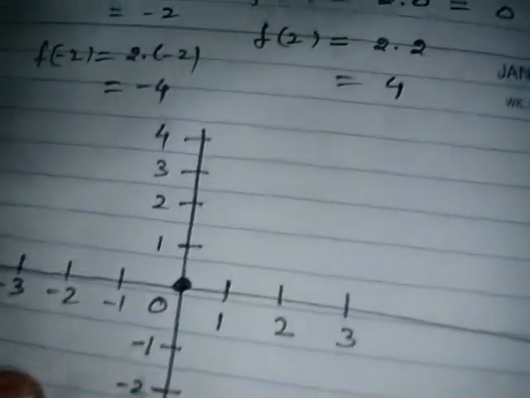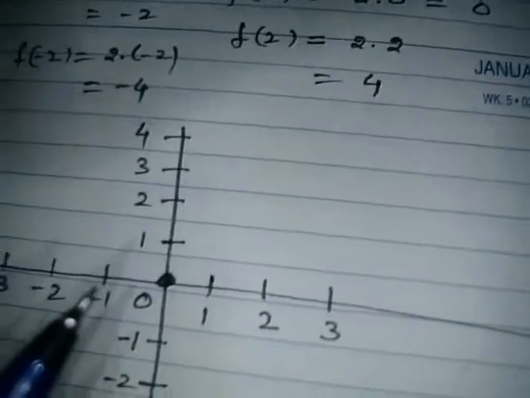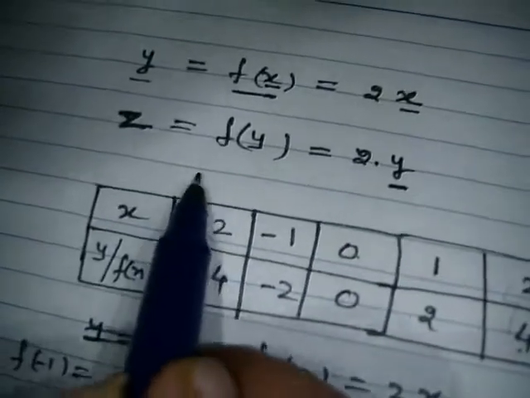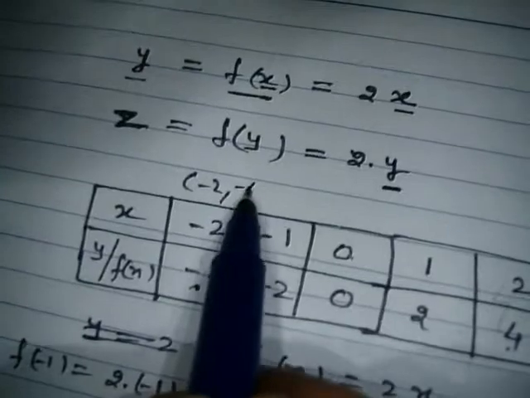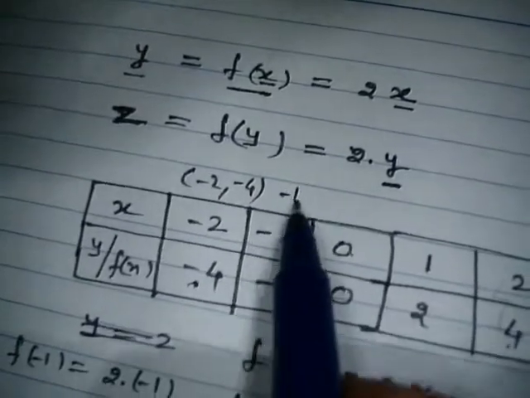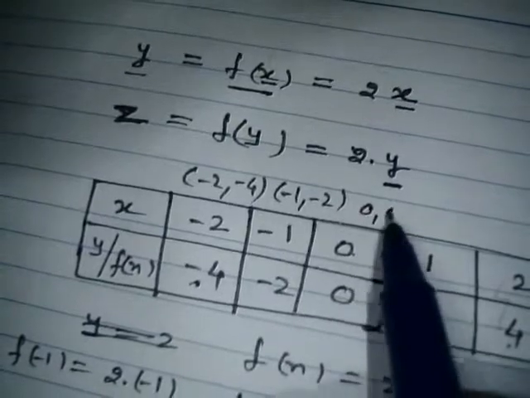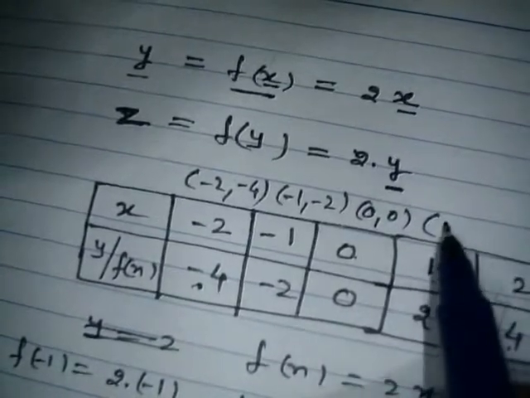Okay, these are the values for x. If I write the pairs for this: on negative 2 I am getting the value negative 4. On negative 1 I am getting negative 2. On 0 I am getting 0. On 1 I am getting 2. On 2 I am getting 4. Correct.